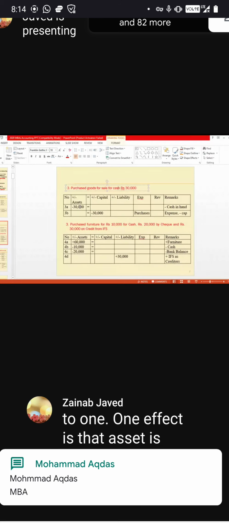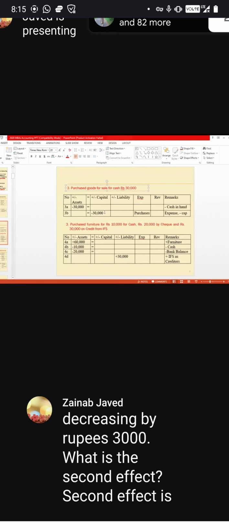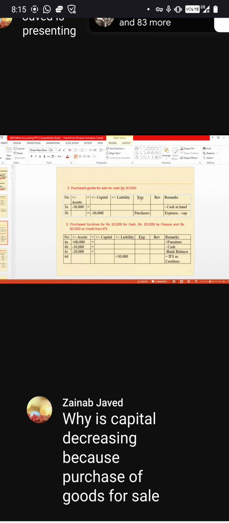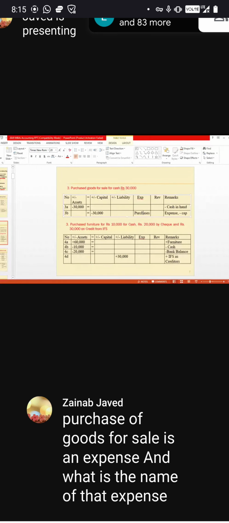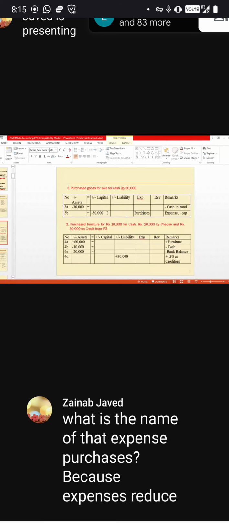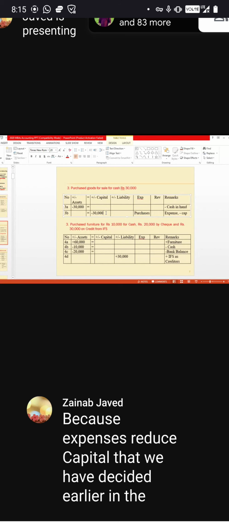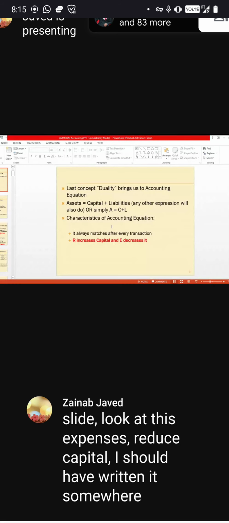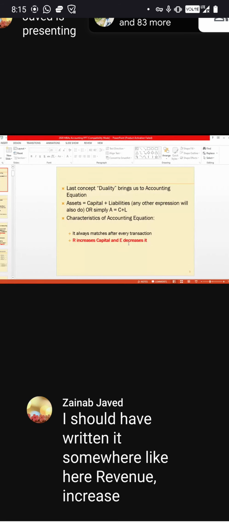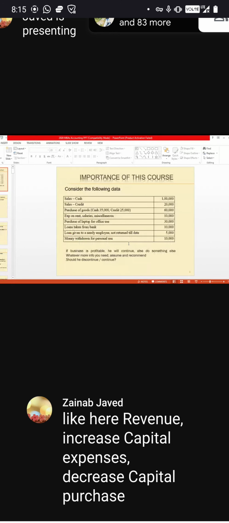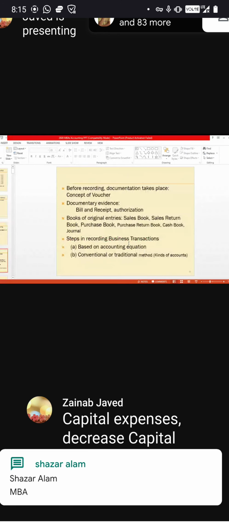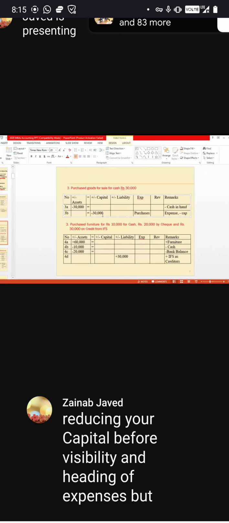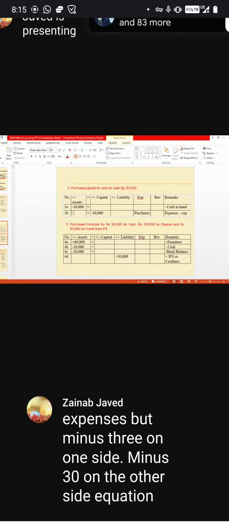What is the second effect? The second effect is your capital is decreasing. Why is capital decreasing? Because purchase of goods for sale is an expense. And what is the name of that expense? Purchases. Because expenses reduce capital, that we have decided in the earlier slide. Look at this: revenue increases capital, expenses decrease capital. So purchase of goods is an expense, and expenses reduce your capital. Therefore, we have written purchases under the heading of expenses. So minus 30 on one side, minus 30 on the other side, the equation will remain balanced.